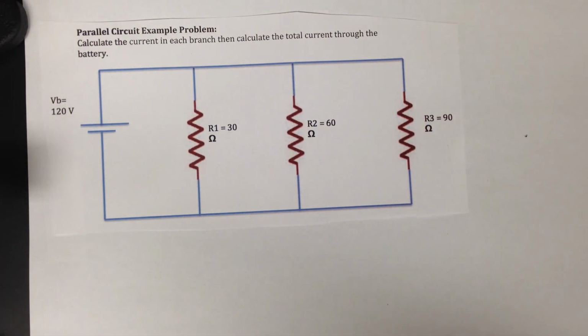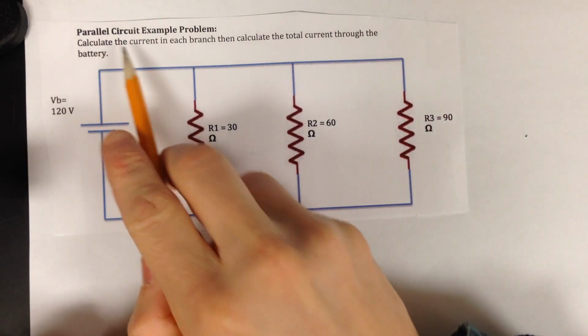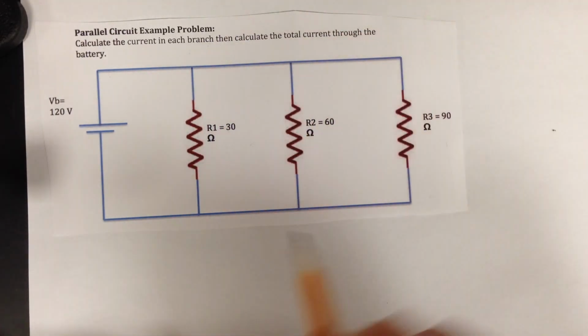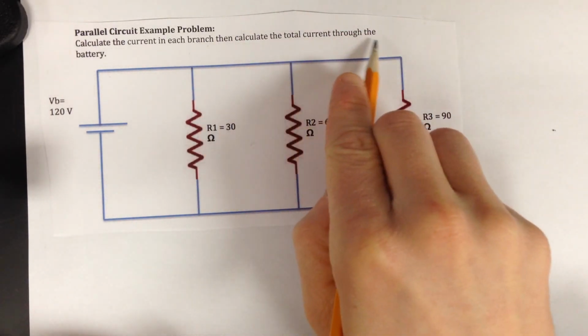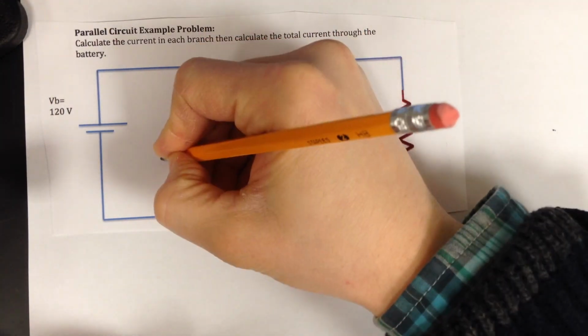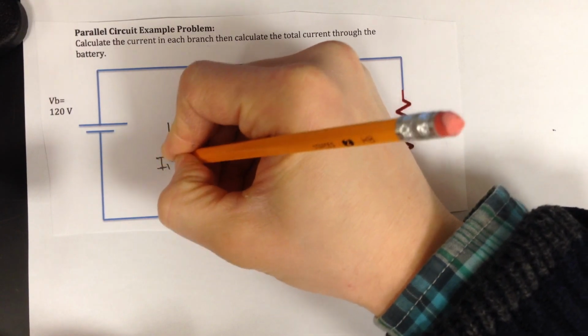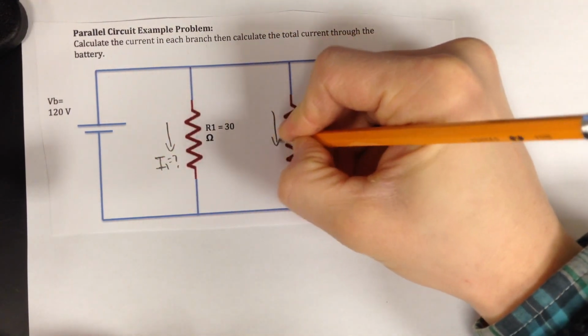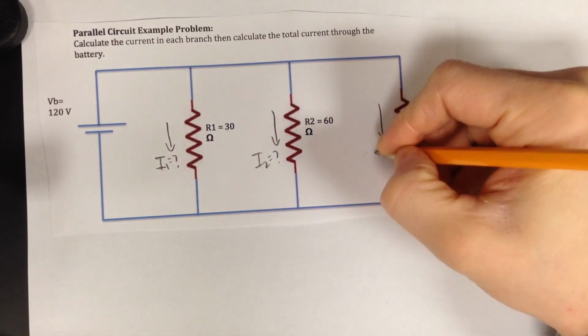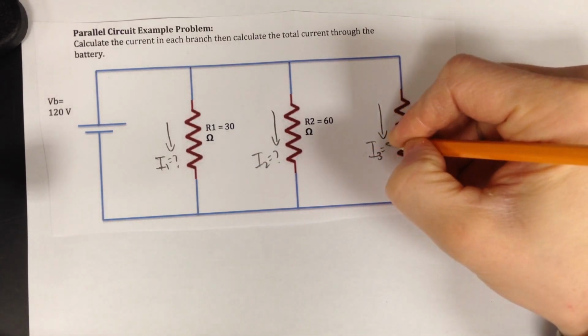Alright, so it's drawn in your notebook, right? And we can get started. The problem wants us to calculate the current in each branch. Those are these, right? Then calculate the total current through the battery. So basically they want us to get I1, they want us to get I2, okay? And they want us to get I3.